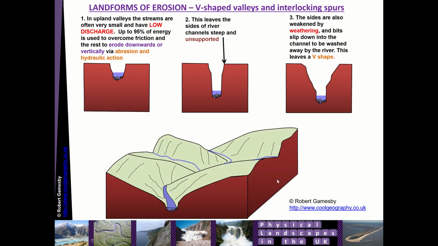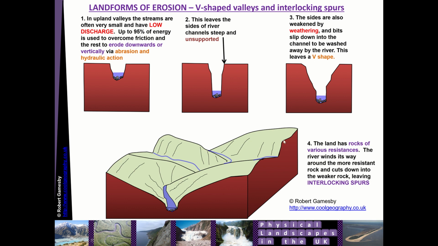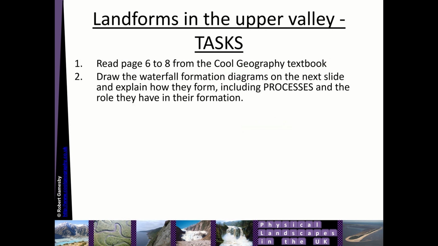When you look at that on a 3D diagram, the rock has various resistances. The river winds its way through different areas. It winds its way in and out. The bits where the rock is linked together like that, we call those interlocking spurs. Okay, you might have little tributary rivers running in as well, and there you can see the V-shaped valley. There's your interlocking spurs.